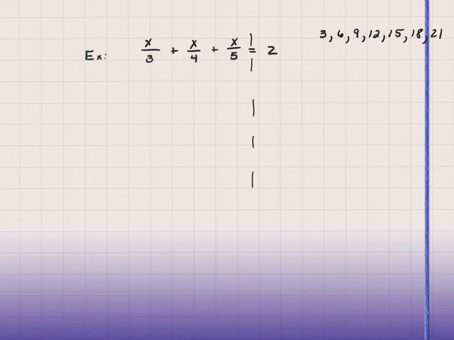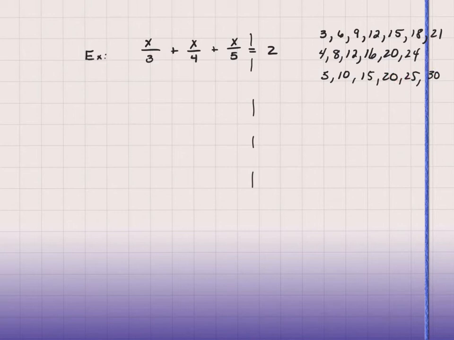Then you have to do the same thing with 4s. 4, 8, 12, 16, 20, 24. And you have to do the same thing with 5s. 5, 10, 15, 20, 25, 30. Holy cow. And so what we're looking for here is the first number that they all have in common.